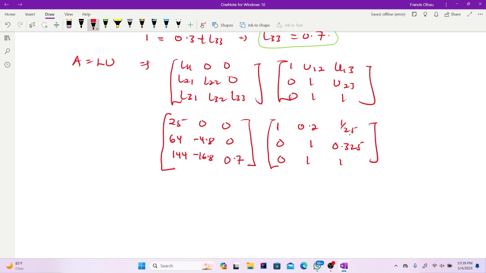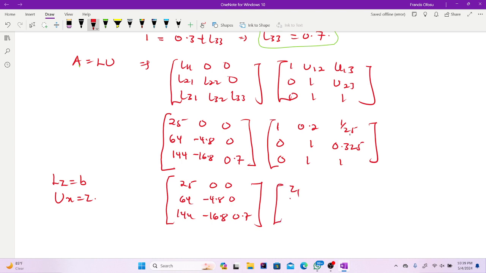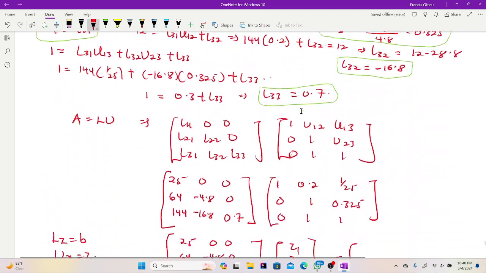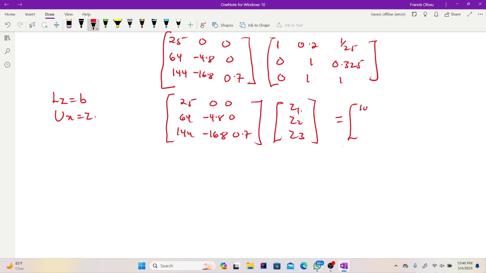Okay. So after the decomposition, you know the general formula. We have LZ is equal to B. Then we have UX is equal to Z, right? So your L is what? Your lower, strictly lower. So I'll simply multiply 25, 0, 0, 64, negative 4.8, 0, 144, negative 16.8, 0.7, multiplying an unknown, Z1, Z2, Z3, and it should give me the B part of our question, which was 106.8 from the beginning, 177.2, 279.2. Okay. So once I do this, this is a simple forward substitution. Okay, this is forward substitution.